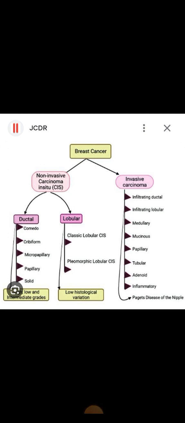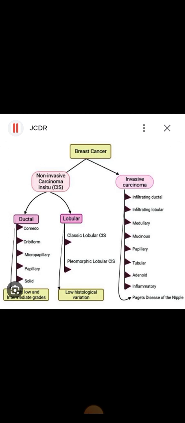Today we are going to discuss breast carcinoma, and mainly ductal carcinoma in situ. In front of you there is a slide which shows the morphological classification of breast carcinoma. There is another type of classification, the molecular classification, and that is also frequently asked in your exams. I am telling you here so that you do not ignore that classification as well.